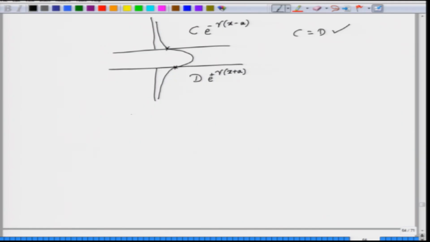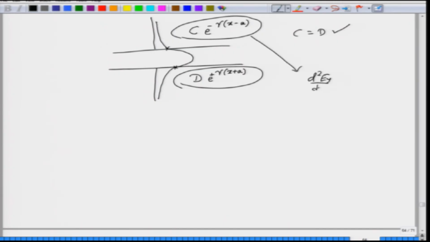Now, what is gamma? Remember, these solutions in the cladding are actually the solutions of the Helmholtz equation, d square Ey by dx square plus k0 square n2 square minus beta square. If you demand that beta is greater than k0 n2, not n2 square, then clearly you are going to get a decaying solution for Ey, which is what you have actually gotten here.